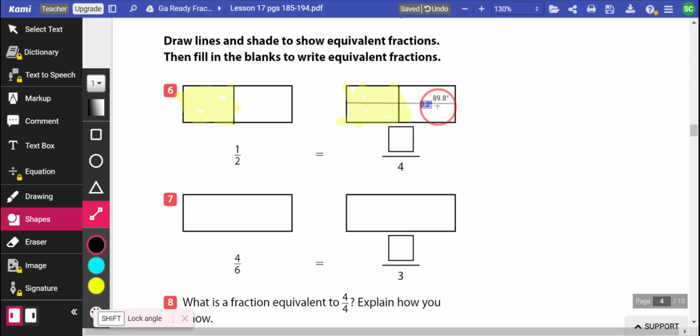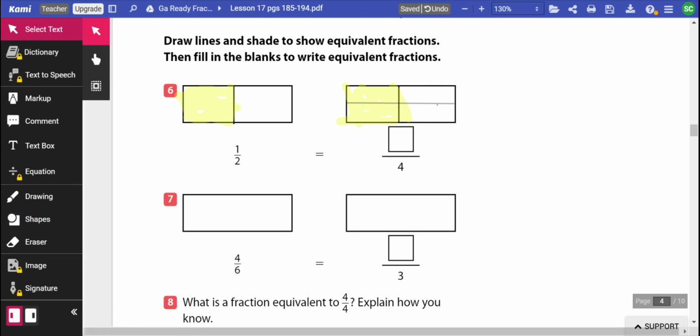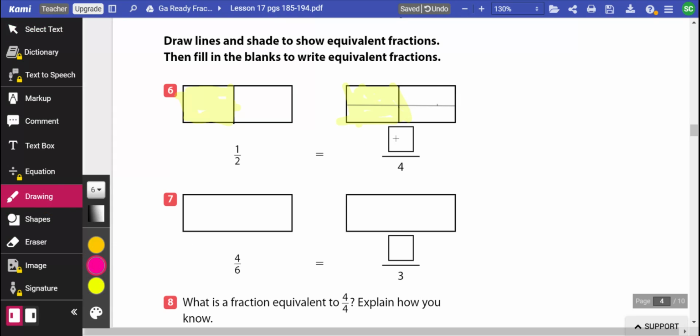Okay, notice I didn't color anything else. All I did was split up that area that I had already colored in. And how many fourths do I have now? Well, 1, 2. Therefore, 1/2 is the same as 2/4. Ta-da!